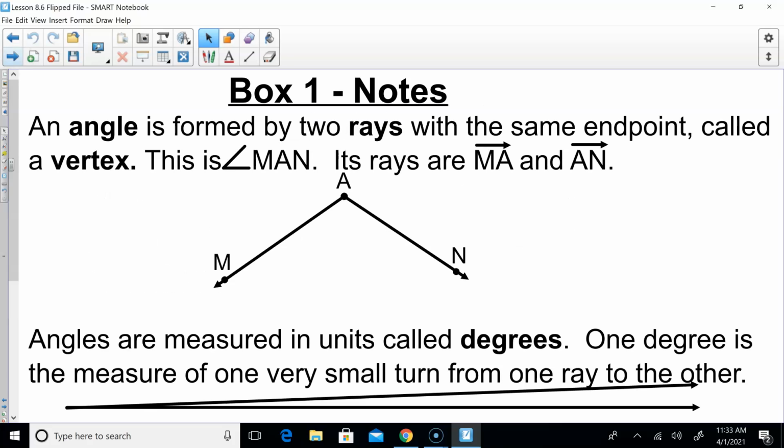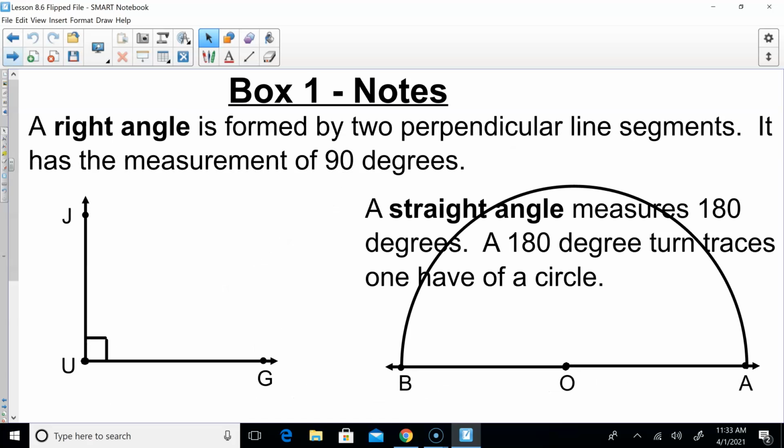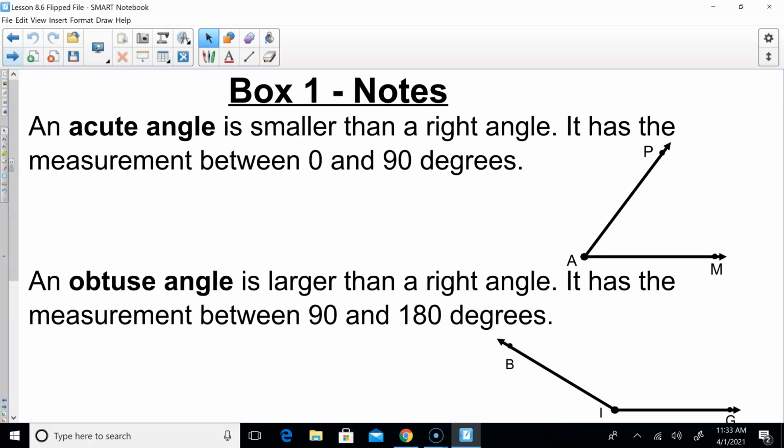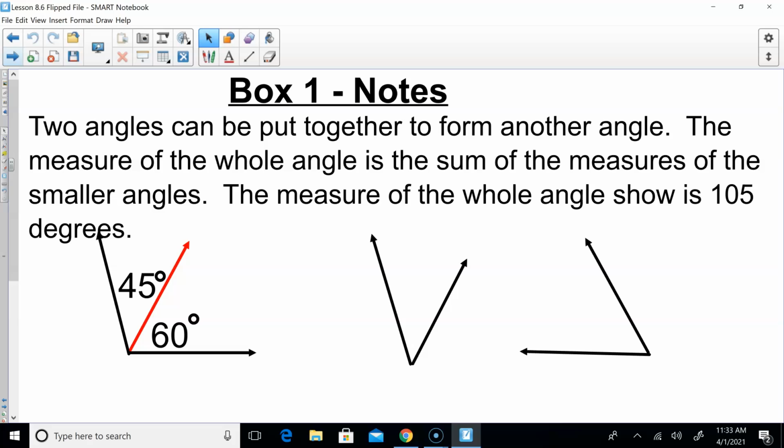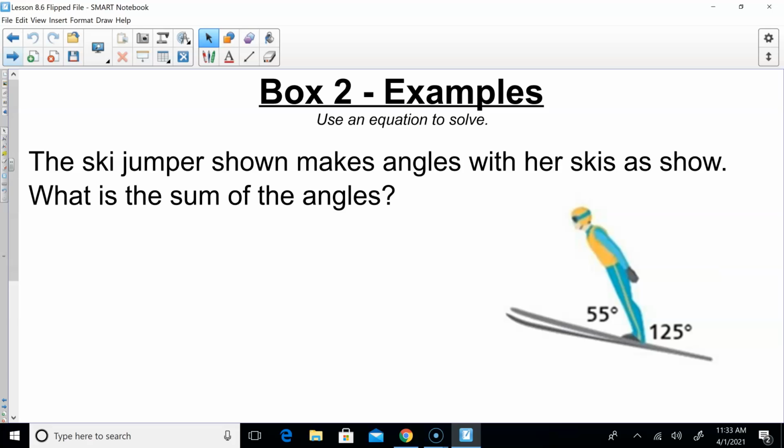So as our notes review: angles, vertex, degrees. Right angles, very important, 90 degrees. Straight angles, 180 degrees. Acute angles are 0 to 90 and obtuse angles are 90 to 180. We can put angles together to form different measurements, as we learned about in our last lesson. And right into our problems today.